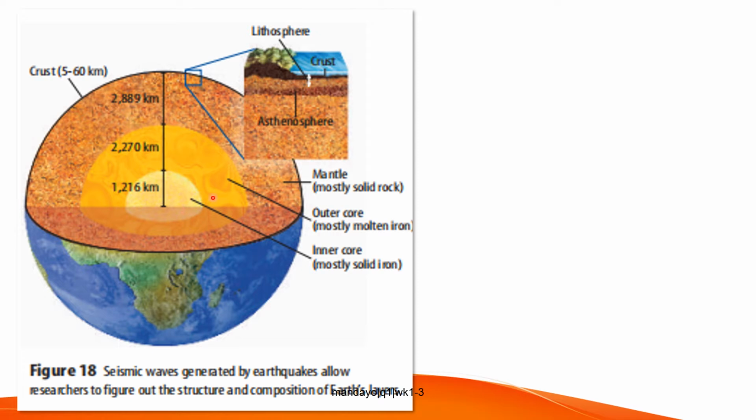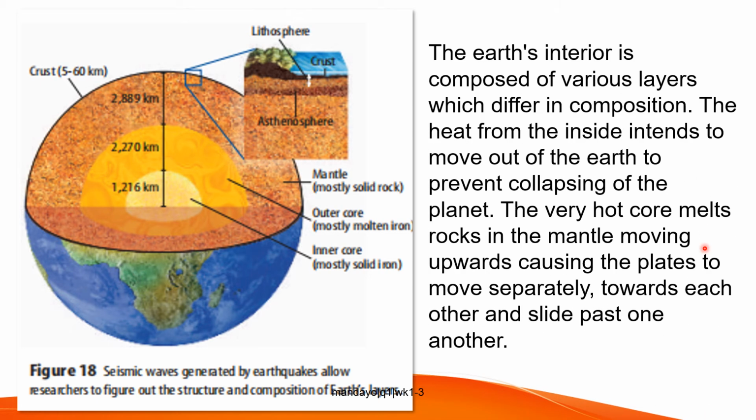Due to the high pressure and temperature in the inner core, rocks in the mantle become melted and moving, causing the crust to move as well. With these various layers of different composition, the heat from the inside tends to move out of the Earth to prevent collapsing of the planet. The very hot core melts rocks in the mantle, moving upwards, causing the plates to move towards each other, away from each other, and slide past one another.